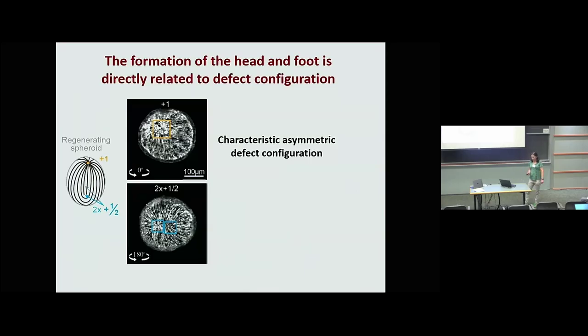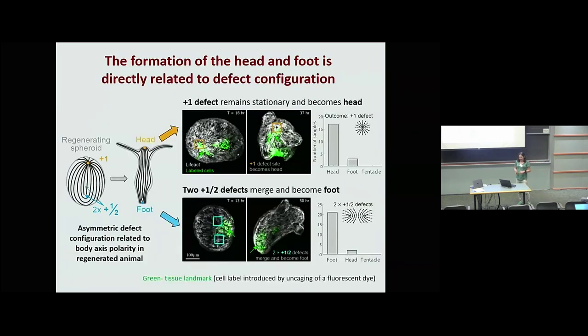So typically what we see is that in the two foci, one of them will form a +1 defect, and the other one will form a pair of +½ defects. And if we follow these defects through regeneration, we see that the +1 defects will almost always become the site of the mouth of the regenerated animal, whereas the pair of +½ defects that come together will form the site of the foot of the regenerated animal.